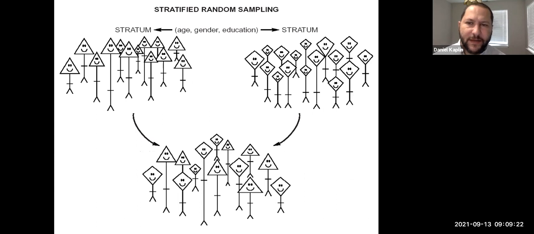So stratified random sampling, here's an example. Let's say the population was made up of triangles and diamonds, right? And we had X number of triangles, X number of diamonds. Now, when we sample from triangles and diamonds, we want to make sure that the proportion of triangles in our sample matches the proportion of triangles in our population. And the same thing goes for the diamonds in our sample. We want to match it to the diamonds in the population.